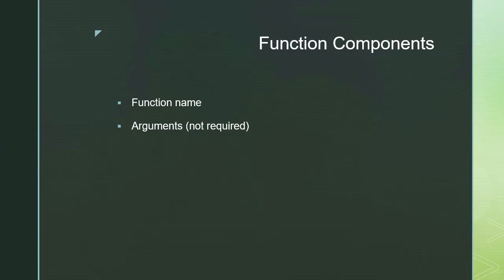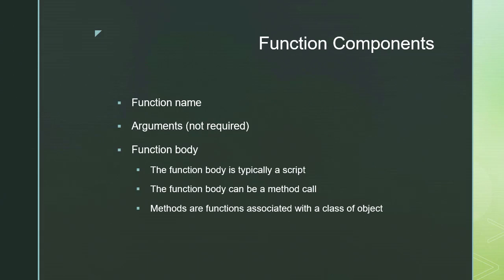We have been talking about the four main components of functions, and so far we looked at the function name, we've looked at arguments. Now it's time to look at the body of the function. The function body is typically a script. That is, it's a series of R lines with R functions and objects that will perform a particular task. The function body can be a method call.